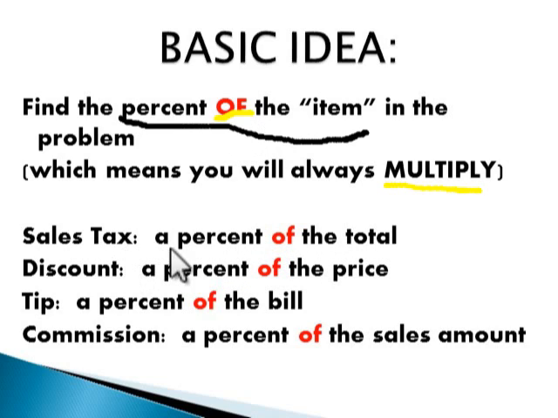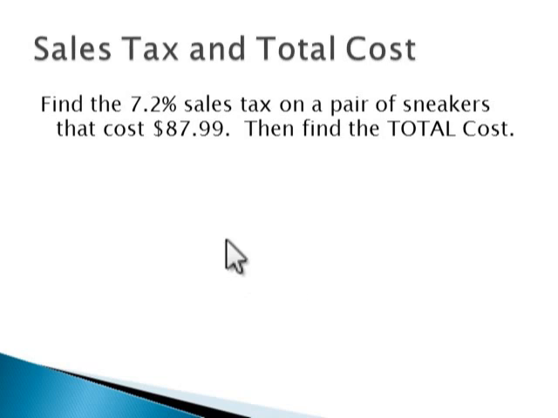So for sales tax, you're finding a percent of the total price. For a discount, you're finding a percent of the price. With a tip, you're finding a percent of the bill, and with commission, you're finding a percent of the sales amount. And there are other situations in which you can use percents, but these are the four specific ones that you will be asked to use in this unit. Okay, so let's start with the first one, sales tax.